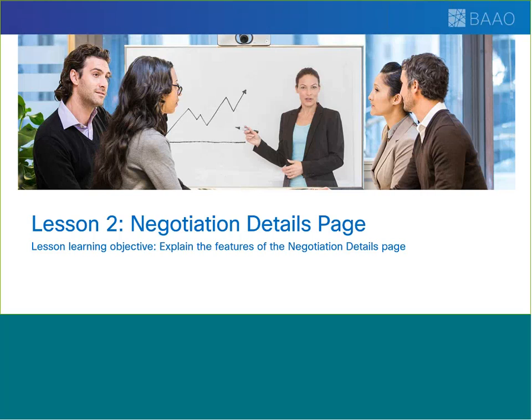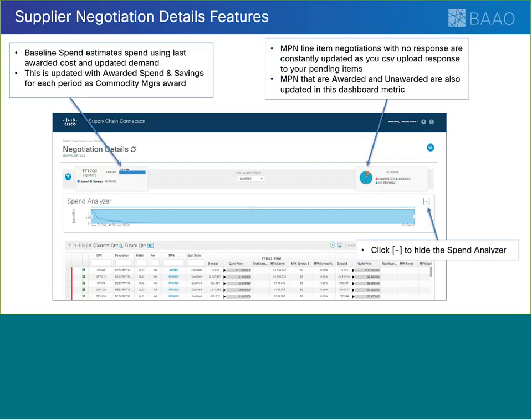Now that we've discussed the basics of navigation and responding to negotiations, we'll move on to describing some of the additional features of the negotiation details page. Aggregate negotiation information for the quoting cycle is displayed. Baseline versus awarded spend and savings are displayed in graphical format. To isolate spend or savings, click on the legend area.